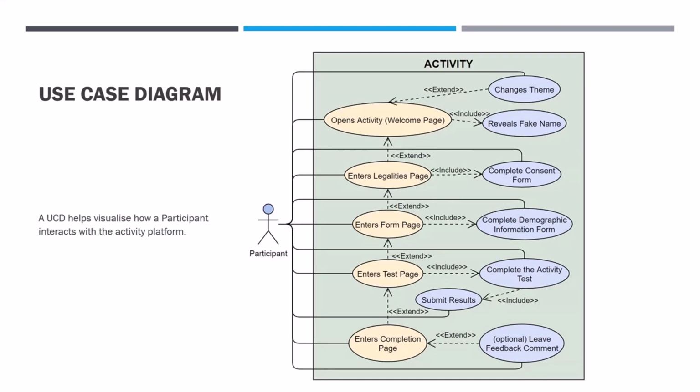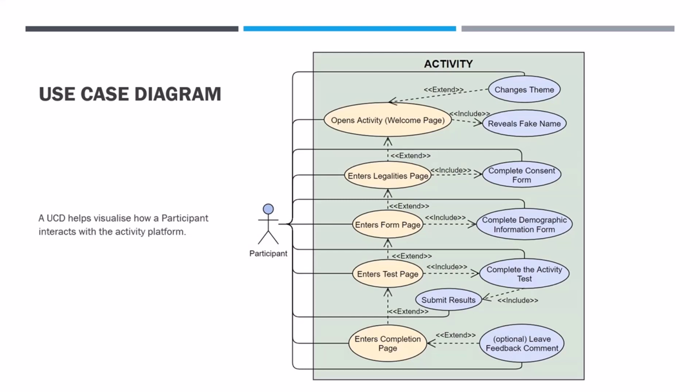Here's the use case diagram. A use case diagram, in case you don't know, helps visualize how a participant interacts with the activity platform. In different use case diagrams, you might see different stickmen surrounding the diagram, which represent different users that can access the platform with different levels of access usually. For example, you could have a basic user and then some sort of system administrator.